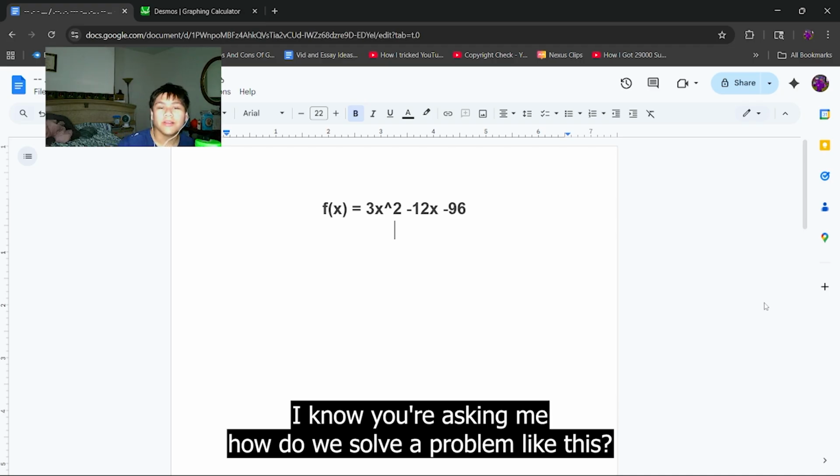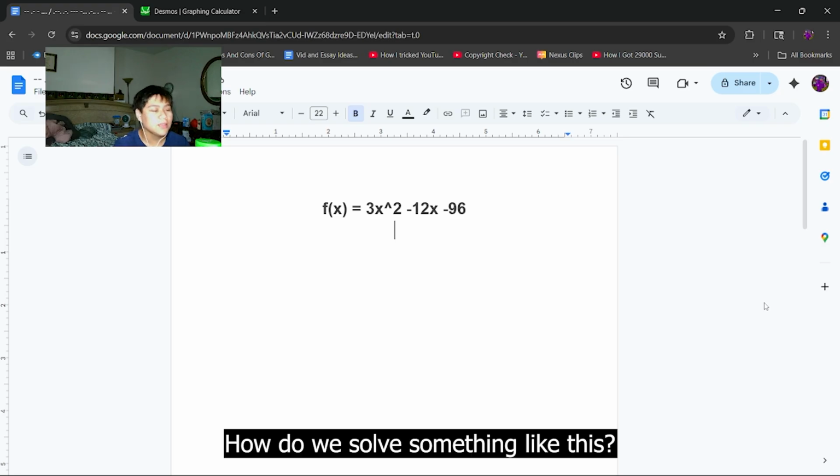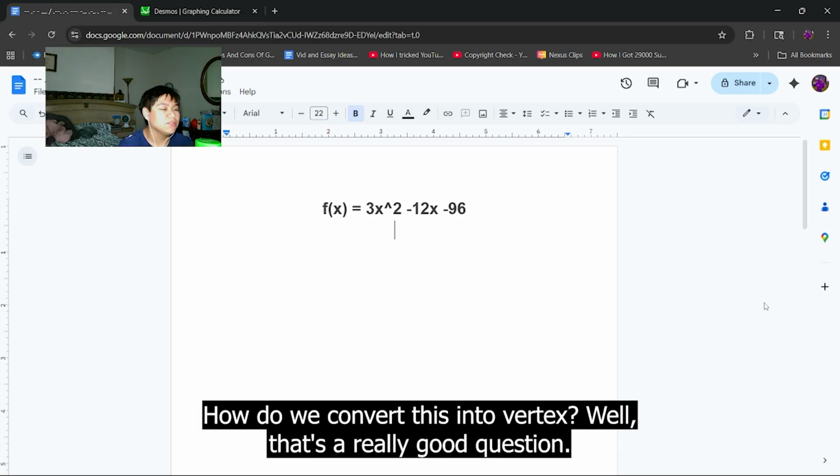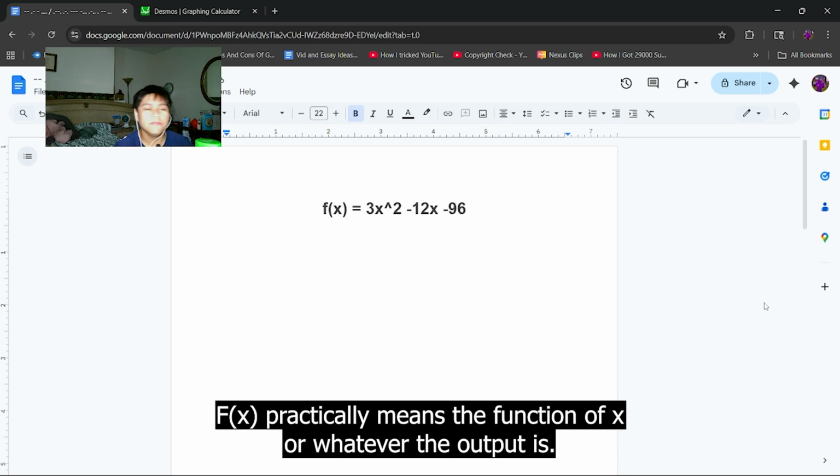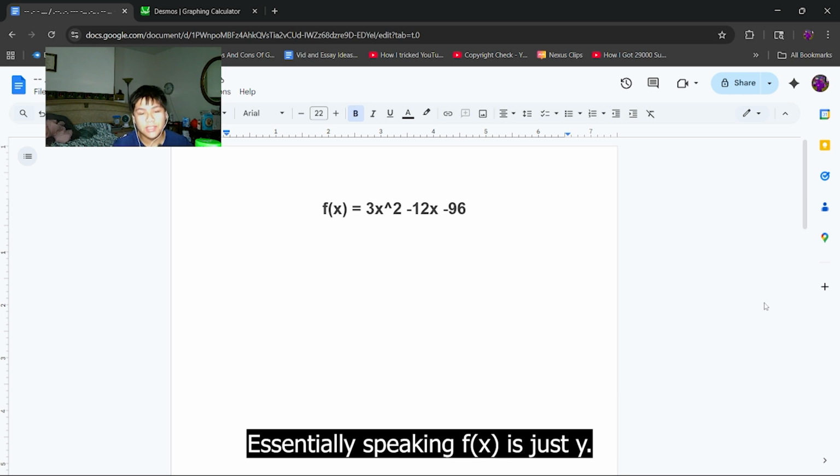For my one classmate out there, I know you're asking me, how do we solve a problem like this? How do we convert this into vertex form? That's a really good question. First of all, we must understand what f of x means. F of x practically means the function of x, or whatever the output is. Essentially speaking, f of x is just y. That is literally all it is.